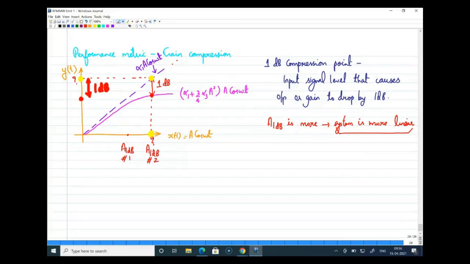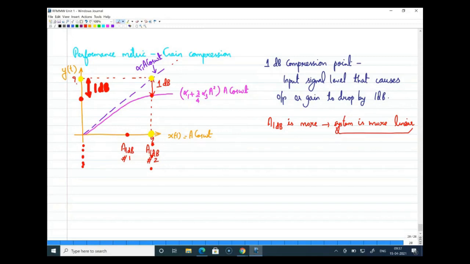Now, by looking at the value of the 1 dB compression point, if you have a 1 dB compression point here, I can say your system is becoming more non-linear early, or the non-linearity of the system is more. If your 1 dB compression point is happening only here, then from this point till this input, your system is safe. You can apply any input there and get an almost linear response because there is no fall in gain or output of more than 1 dB within that point.